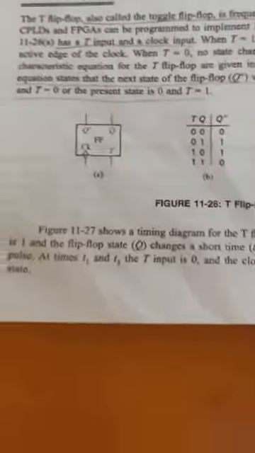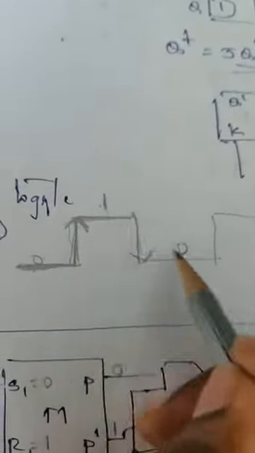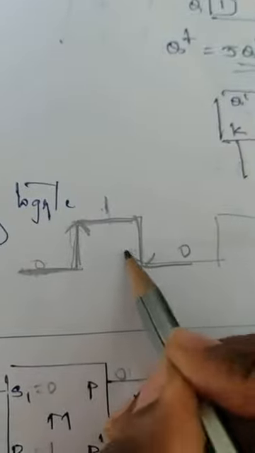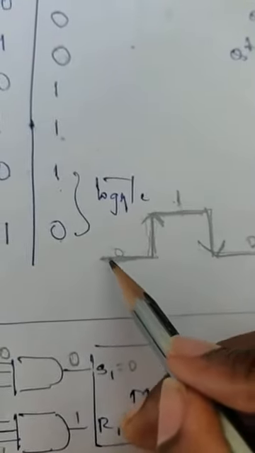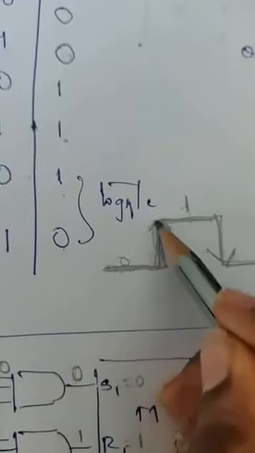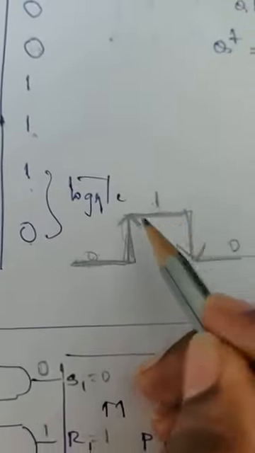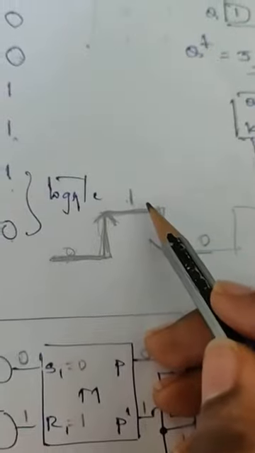Negative edge trigger is something like the system will change its state during the falling edge, when the output moves from 1 to 0. That is what we call negative edge trigger. Okay. So in the previous discussion of the J flip-flop, that was positive edge trigger. The system changes when it moves from 0 to 1. So that is what we call positive edge trigger.